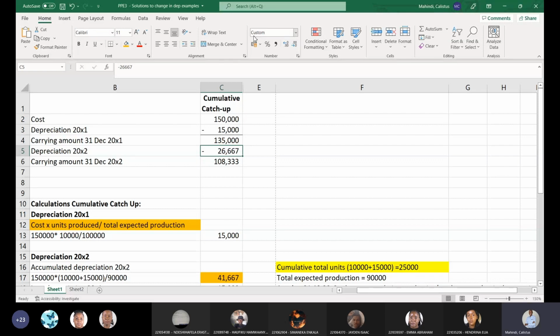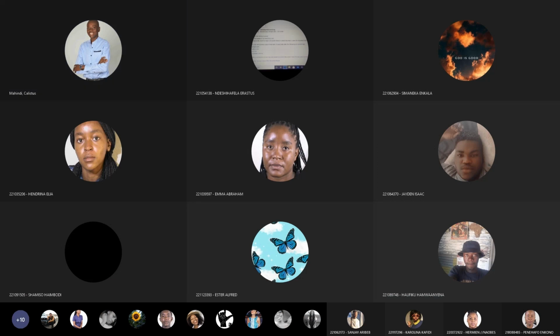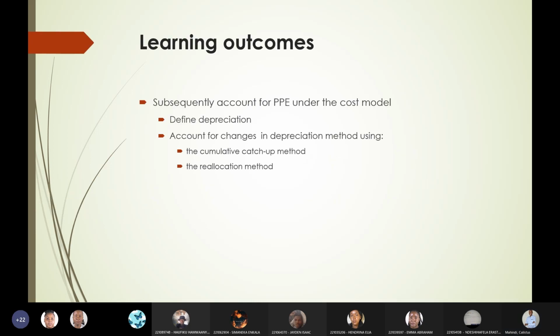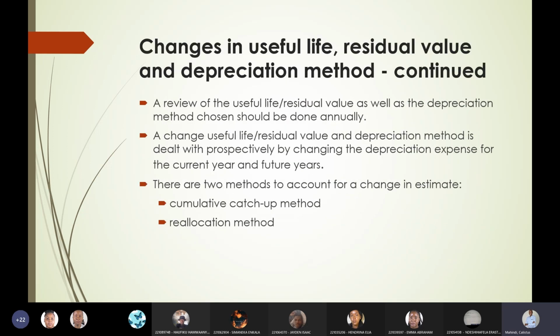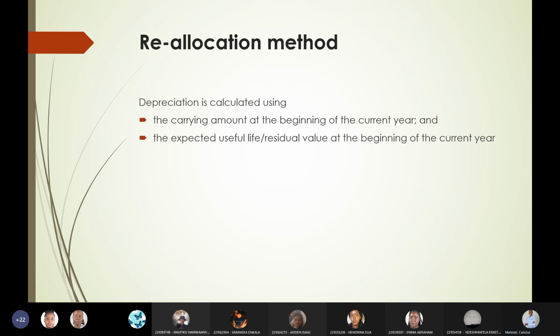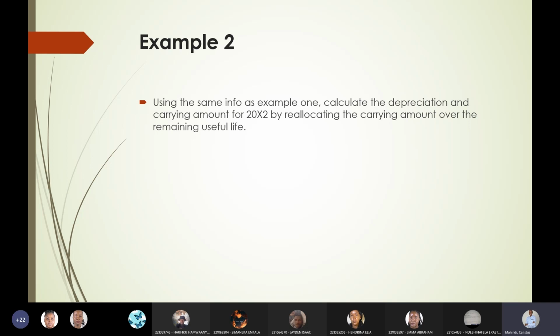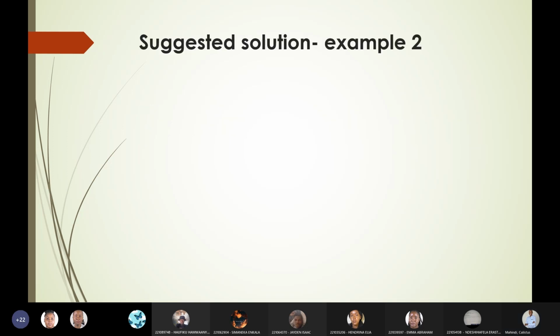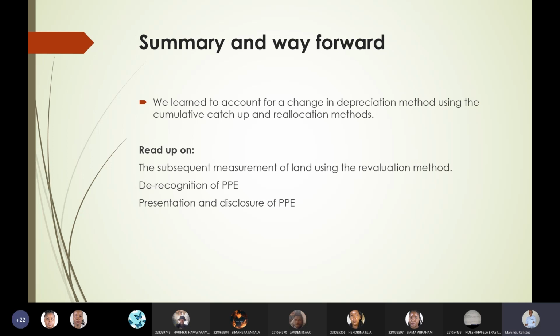All right. So I'm going to post the solution on Teams. I wanted to finish the slides today, but the time has run out. So the next method is the reallocation method. I'll post the solution as well for the reallocation method. I want you to go through it on your own, and tomorrow we'll just discuss it. You use the same information, but instead of using the cumulative catch-up method, you're going to use the reallocation method. The theory tells you how you will calculate depreciation using the reallocation method.